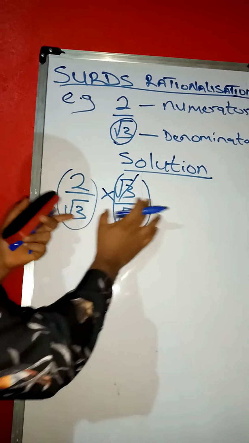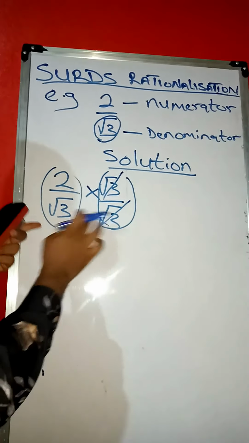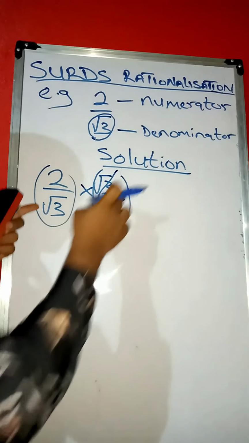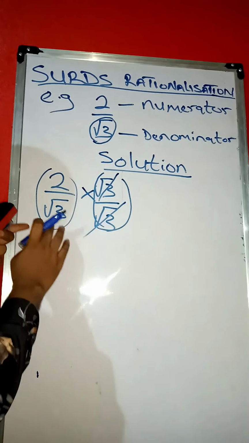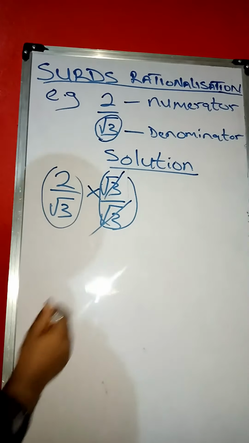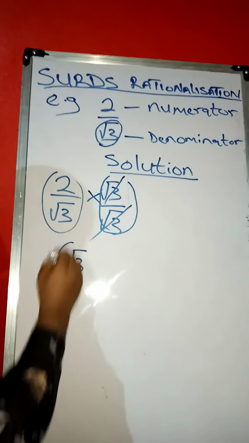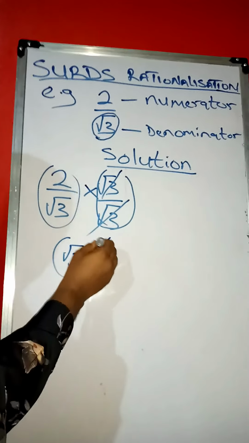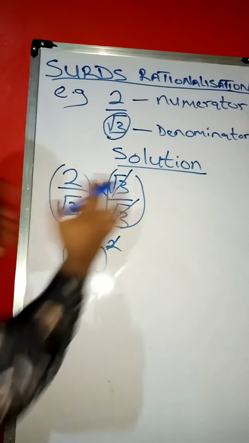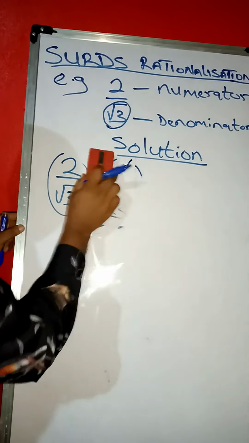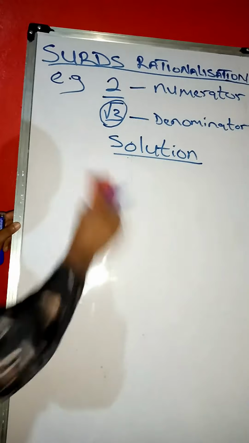But the essence of doing this is that if I multiply this and this, the square will cancel the square root, because this becomes root 3 squared. Now look at it, root 3 squared. The square cancels the square root. That is the essence of this. So let's repeat this process so that it will be clear.